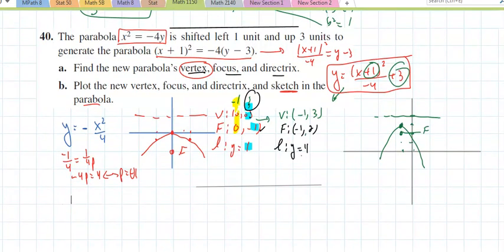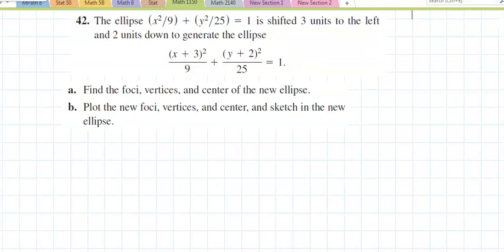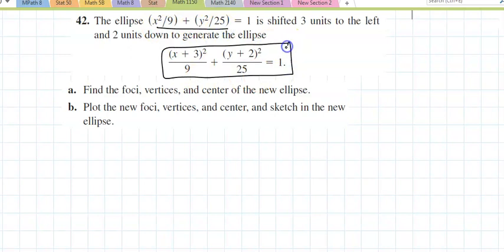So let's look at another. Number 42, we're going to do the same. We're going to ignore what they're saying. They want us to sketch a graph of this. Find the foci, vertex, and center. Plot the graph of the new ellipse. Well, guess what we're going to do? We're going to ignore the shift completely. We're going to look at x squared over 9 plus y squared over 25 equals 1. So we're doing double the work.